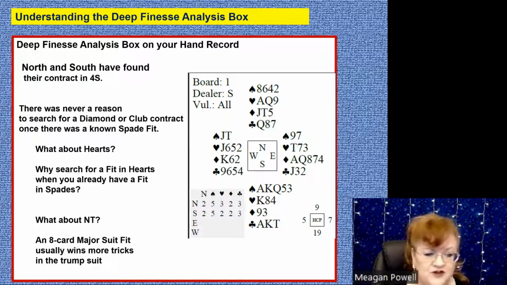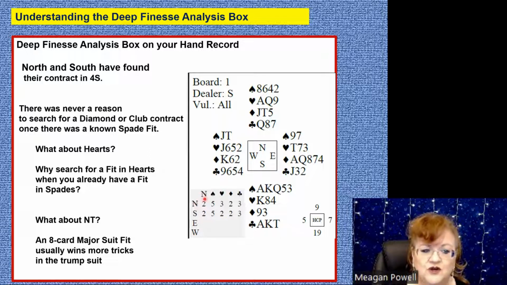Now, a lot of people wonder, should they go to no trump instead of playing in the spade suit? And I'm going to remind you that an 8-card major suit fit will almost always take more tricks in that spade or heart contract, the major suit contract, than that exact same hand with an 8-card fit will take in a no trump contract. You will almost always win one extra trick because of the trump suit. So no, if you have an 8-card major suit fit, play in the major suit fit. Don't go searching for no trump.